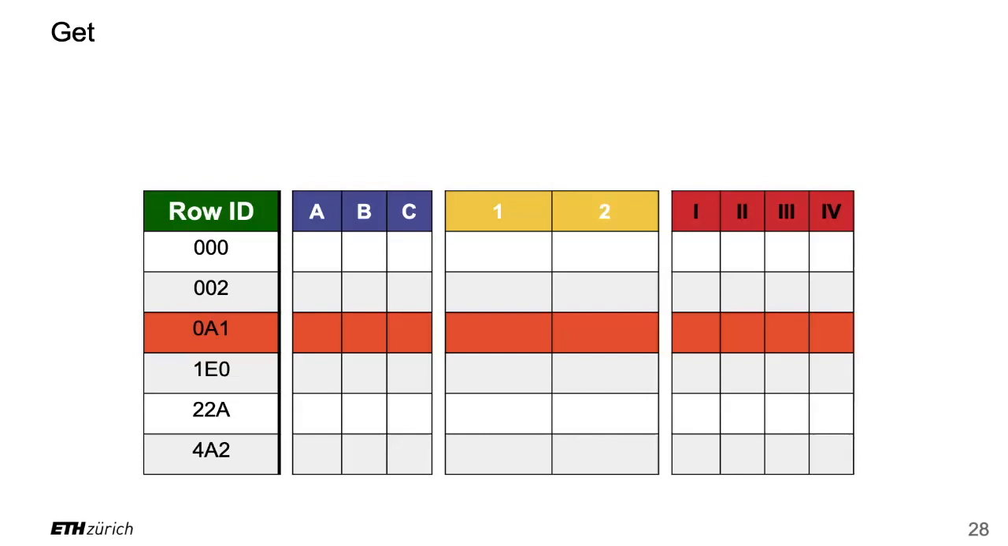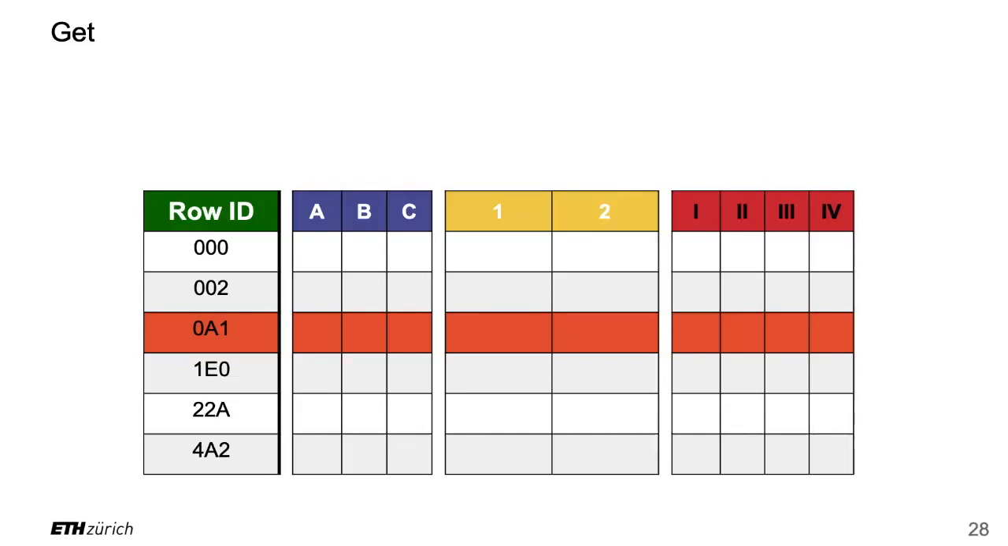It's closer to a key value store in that sense. First, I can get some data. If I give you a row ID, I can retrieve all of the values in all the columns associated with that row ID. I can also say, only give me the purple and the yellow column families. So you can also only pick some of them. But this is a get operation.